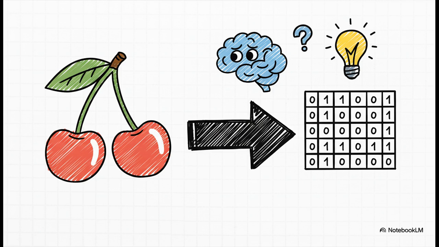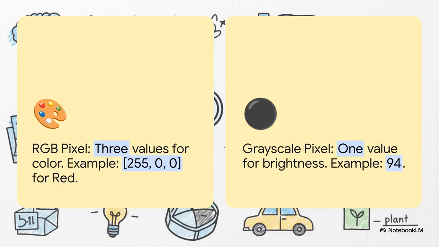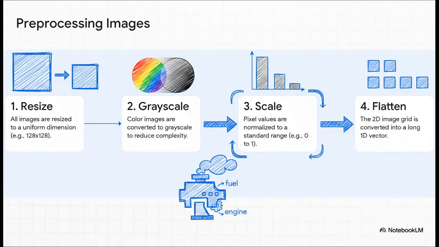So our entire job at this stage is to translate our images into a numerical language that the network can actually work with. A regular color pixel has 3 numbers, 1 for red, 1 for green, and 1 for blue. To make life easier for our AI, we often just convert the image to grayscale. This simplifies every pixel down to just a single number representing its brightness. Yeah, we lose the color information, but we keep the shapes, the edges, and the textures, which is usually all the AI needs anyway.